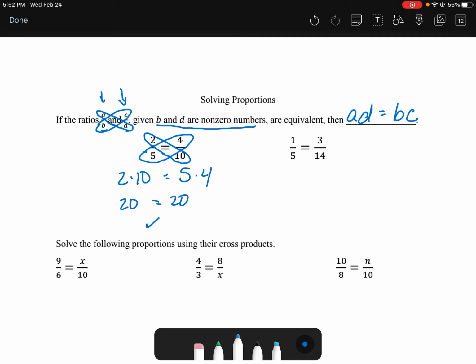Let's look at the next fraction. I'd have 1 times 14 and 5 times 3. 1 times 14, does that equal 5 times 3? Well, 1 times 14 is just equal to 14. 5 times 3 is equal to 15. So these two fractions are not equivalent because their cross products are not equal. You would have talked about this last year in 6th grade. We're going to be using these cross products to solve proportion problems.